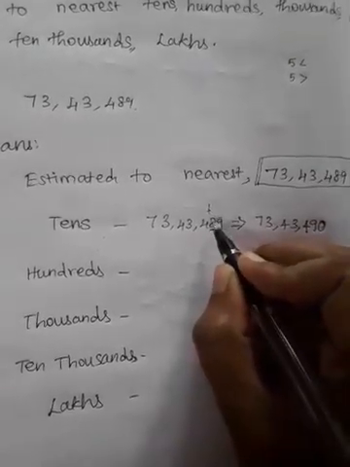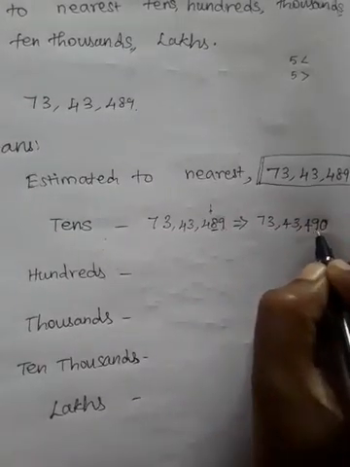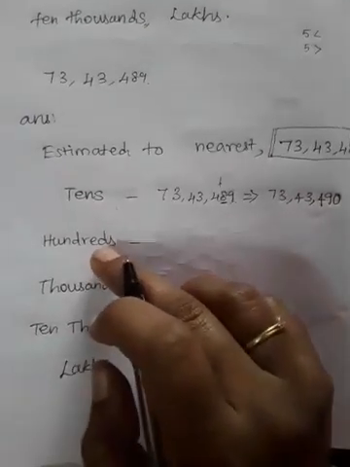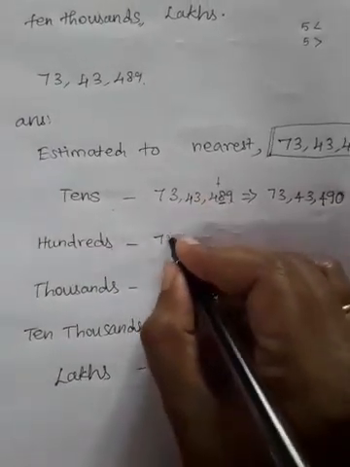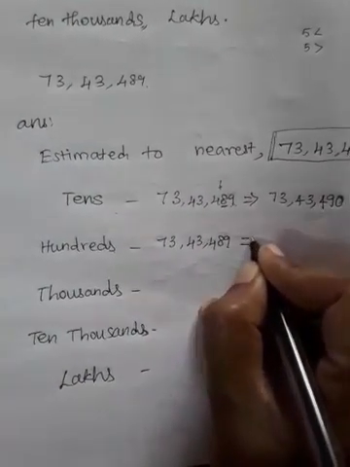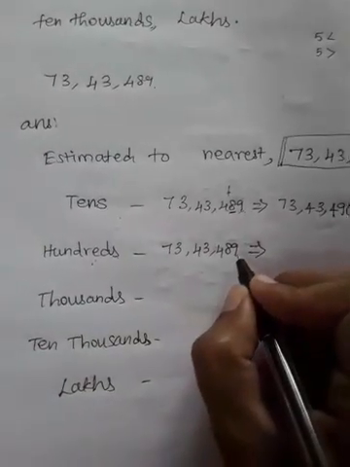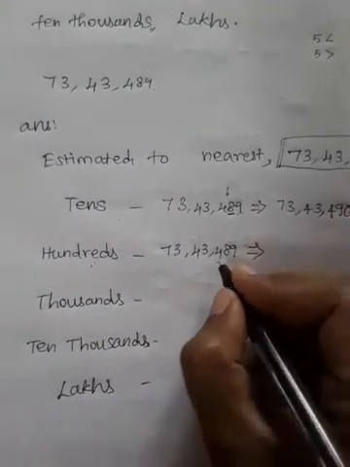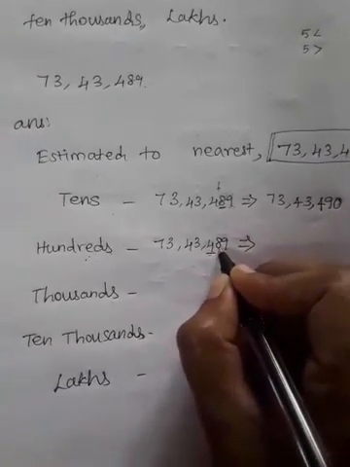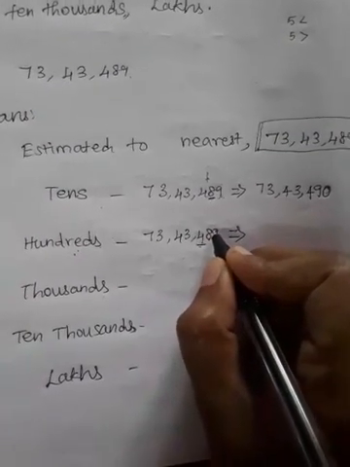This is for all the sums. If you add or if you leave as such, you want to write that place value, then the next place value should be 0. I will show you this one, then you will get an idea. 73 lakhs 43,489. Okay, so you want to estimate to the nearest hundreds. So start counting the place values. Ones, tens, hundreds. So here it is. If you underline this one, what do you want to check? Check the next number. What is the next number? 8. 8 is greater than 5.